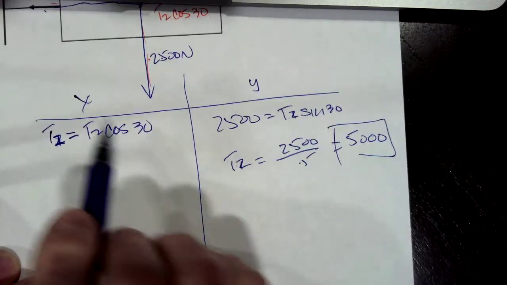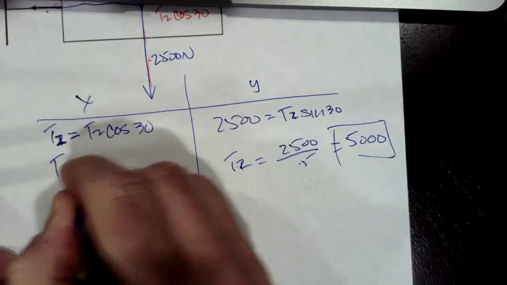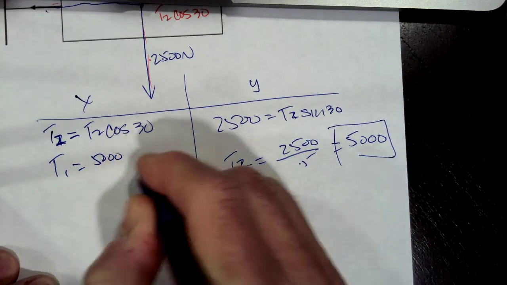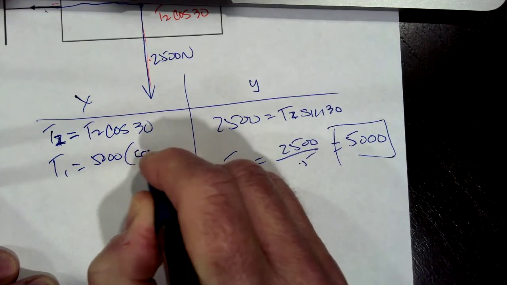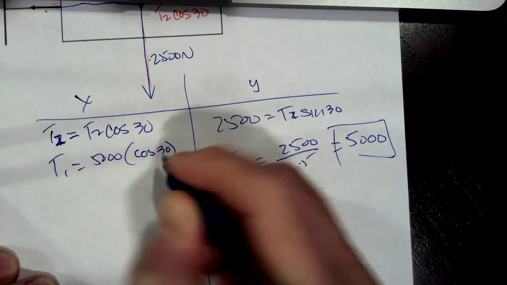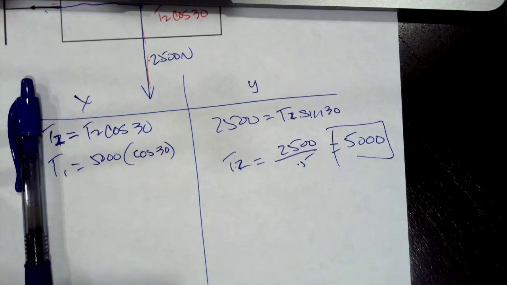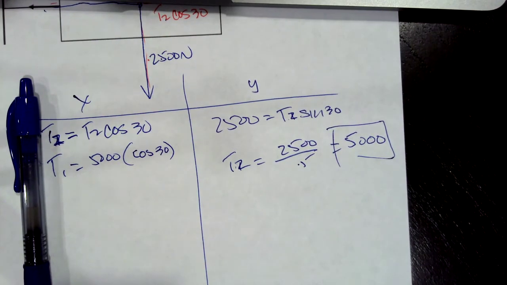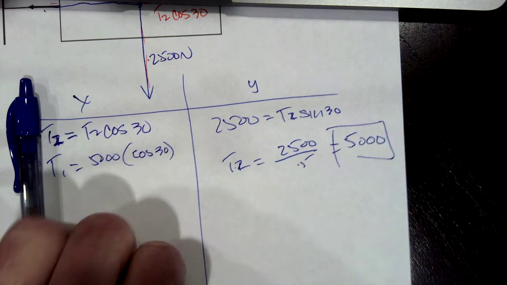T2 is 5,000. Plug T2 in there. T1 equals 5,000 times cos 30. I've got to do that one on my calculator, which is 5,000 times 0.866. That comes out to 4330.